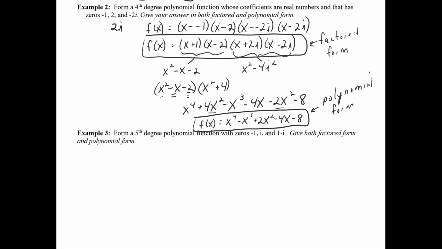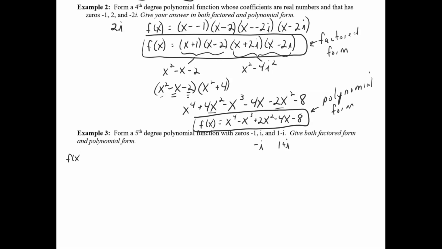So we know 3 of the zeros are given, and we know if i is a 0, negative i will be a 0. And we know if 1 minus i is a 0, that 1 plus i will also be a 0. So now we're looking at all 5 zeros, and we can write this pretty quickly in factored form.